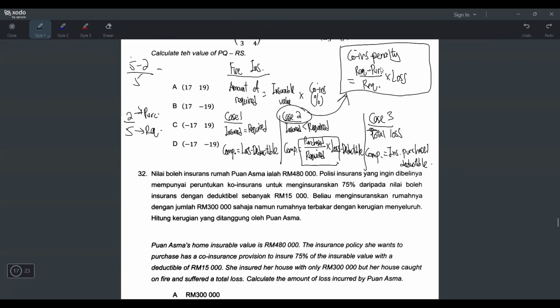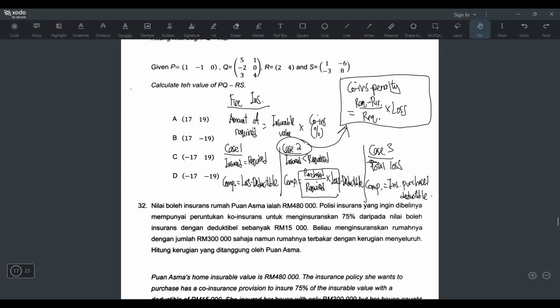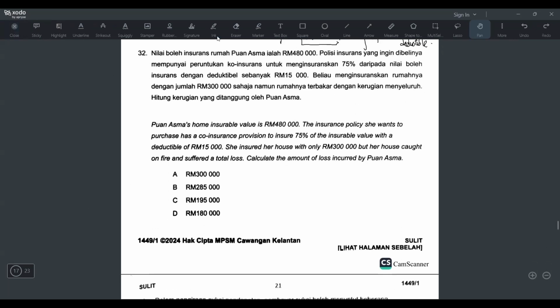Alright? But that one is for case 2, and only if they ask for the penalty. Okay, but if the question doesn't ask, no need. Alright, so these are the main things you need to know before this, because if you don't know this, then you don't have any chance to do this question, right? So these are the basics for fire insurance. Okay, now let's read the question.